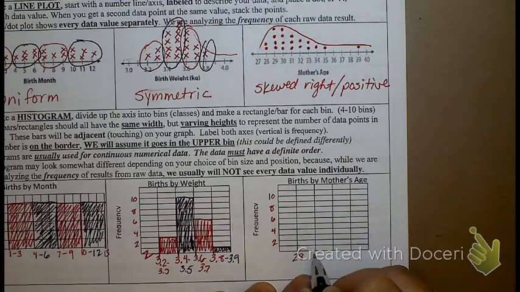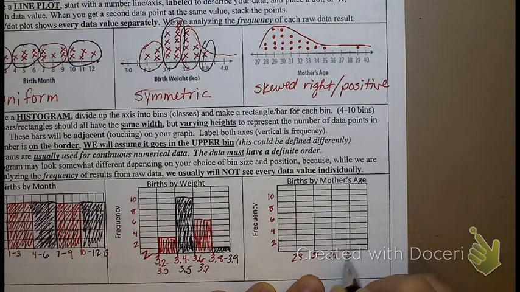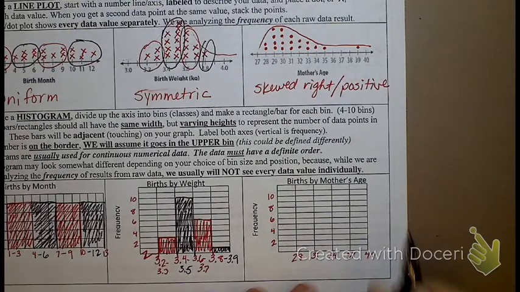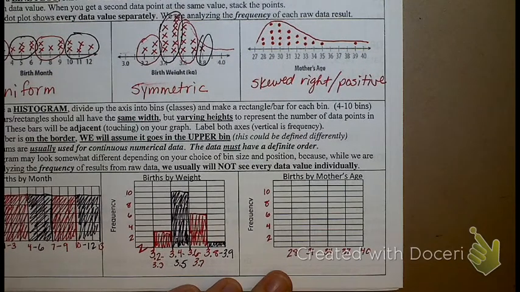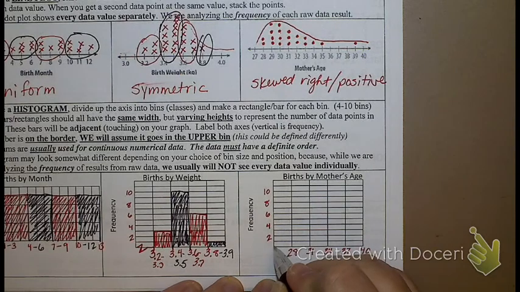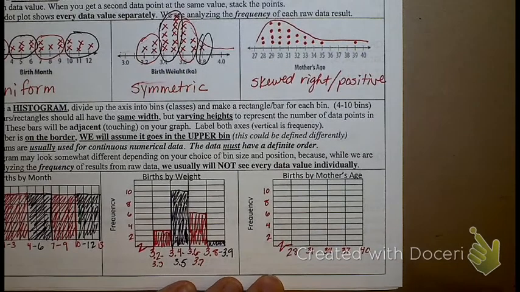28, 29, 30, 31, 34, 37, and 40. That'll get me from 28 to 39 like I need. Am I skipping some values? I'm skipping 0 through 28, aren't I? So I do need to do that little zigzag thing to show that I'm skipping.